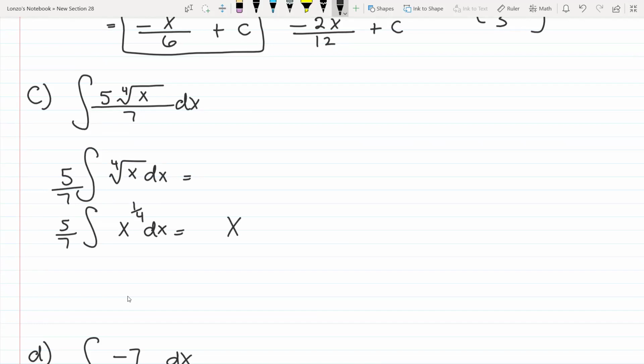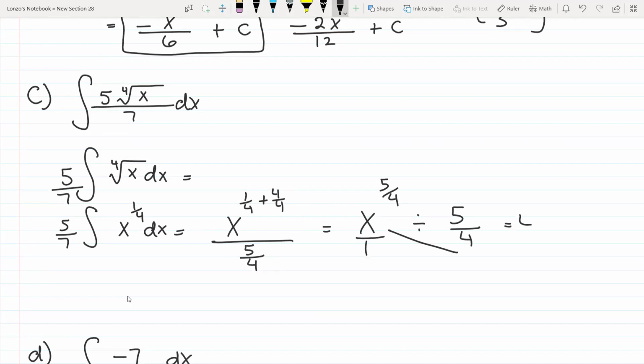So now you just apply the power rule. So it'd be 1/4 plus 1, in our case 4 over 4, divided by that power. 1/4 plus 4 over 4 is 5/4. So that's x to the 5/4, divided by 5 over 4. Cross multiply, so that's 4x to the 5/4 over 5. And then don't forget we took out 5/7, so multiply that by 5/7.